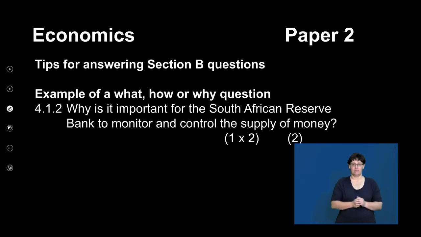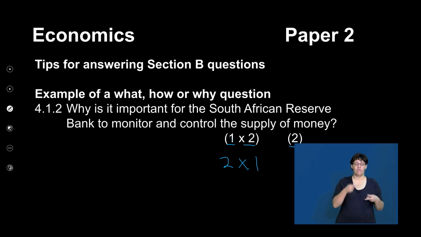For example, it can be a 4.1.2 type of question. It says, why is it important for the South African Reserve Bank to monitor and to control the supply of money, for 2 marks? Right? When it says 1 times 2, what it means is you need to give 1 point, and that 1 point carries 2 marks. If you see a question written 2 times 1, what it means then is you need to give 2 points, and each point carries 1 mark in the exam.